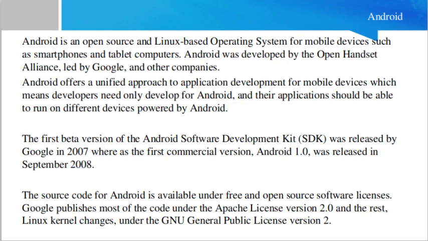The first beta version of the Android Software Development Kit (SDK) was released by Google in 2007, whereas the first commercial version, Android 1.0, was released in September 2008. The source code for Android is available under free and open source software licenses. Google publishes most of the code under the Apache license version 2.0 and the rest, Linux kernel changes, under the GNU General Public License version 2.